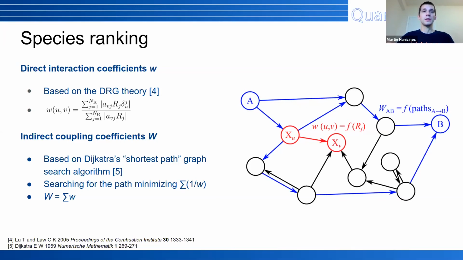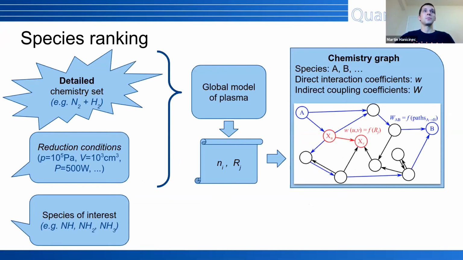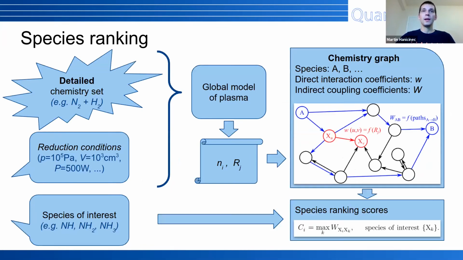If we go back to the species ranking flow, we can now introduce the species of interest to the picture. In our example, it was NH, NH2, and NH3. Then we can fairly straightforwardly define species ranking. For each species, the ranking score will be dependent on coupling coefficients from that species to all of the species of interest. That's just a very brief gist of the species ranking. For anybody interested in more details, there'll be a paper in PSST describing this method, which was actually accepted yesterday, and it should be online now, as I understand.